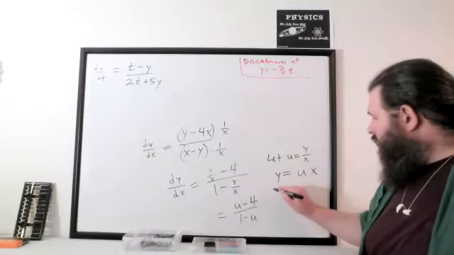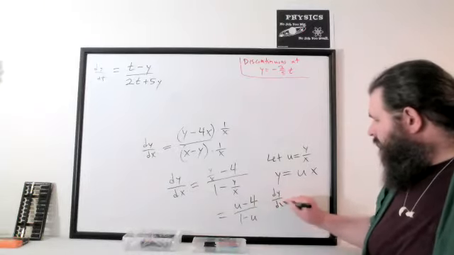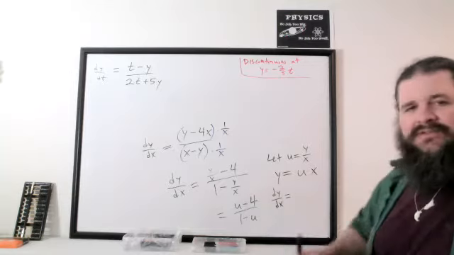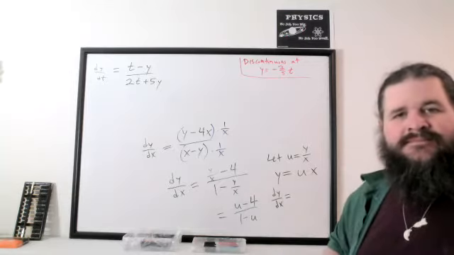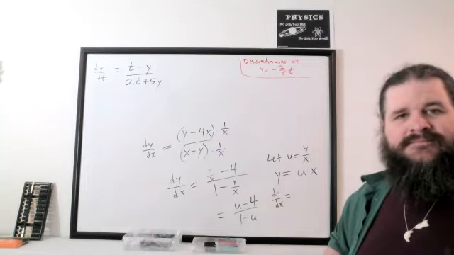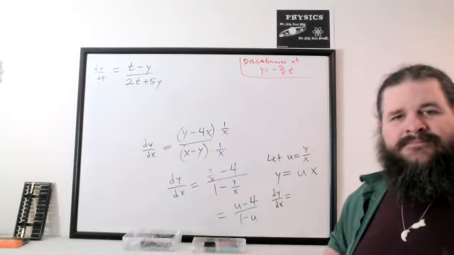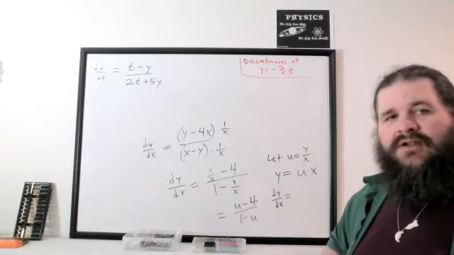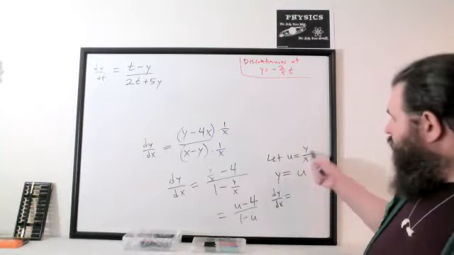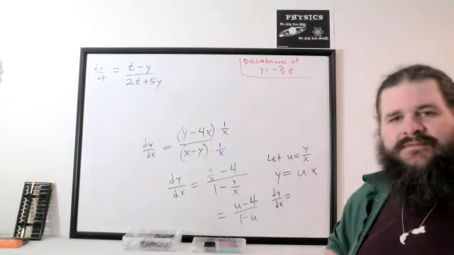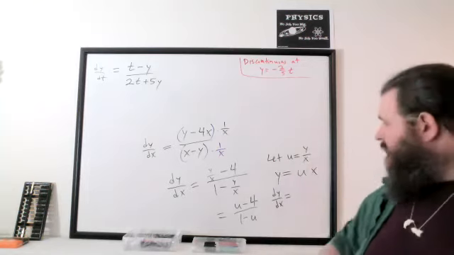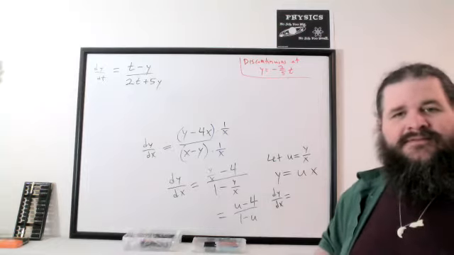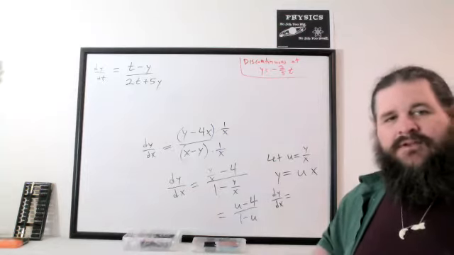If we take the derivative here, dy dx, how would you take the derivative of u times x? It would just be u. It's not just u though, because remember, u is not a constant. U itself is a function of x. So if you've got a function times a function, how would you deal with that derivative? That would be product rule. Right, we've got to use product rule.